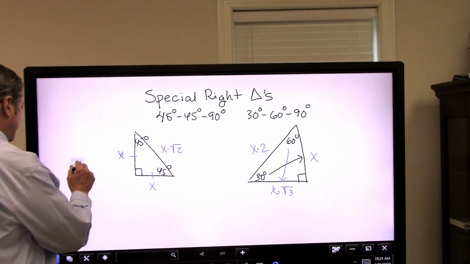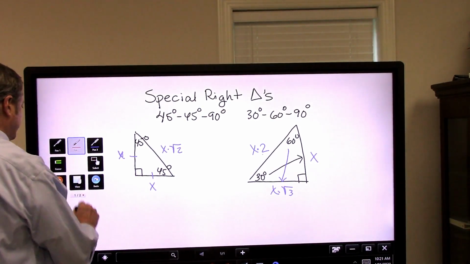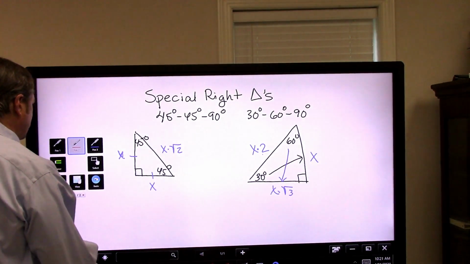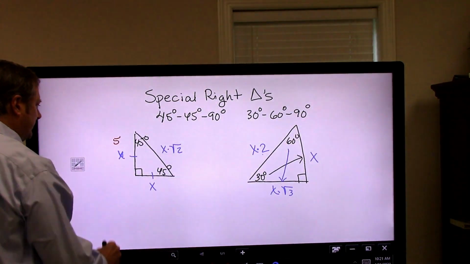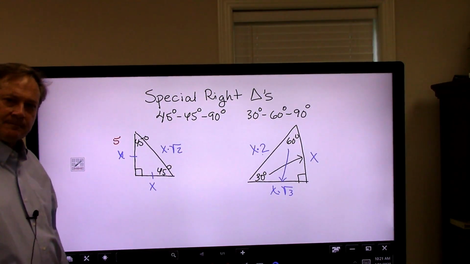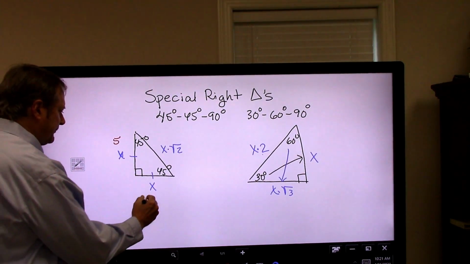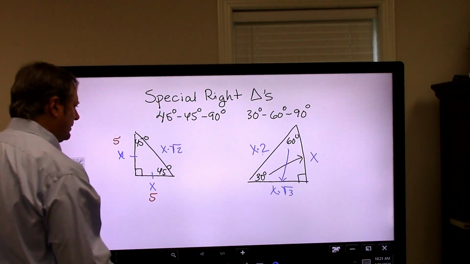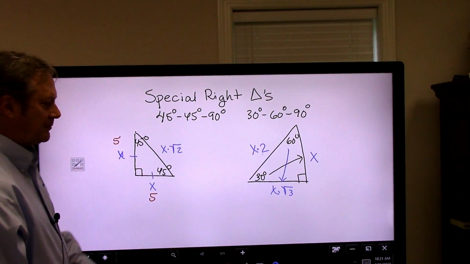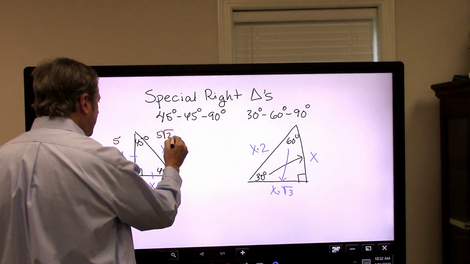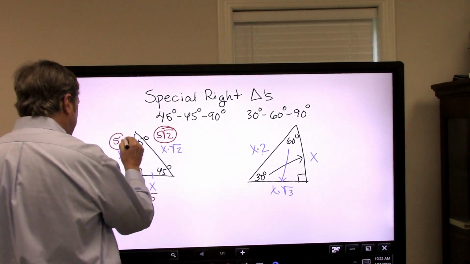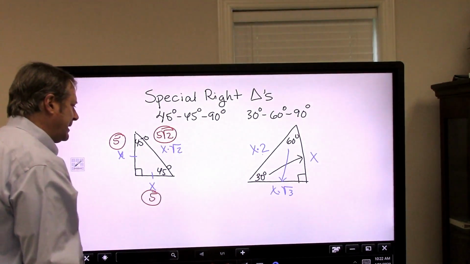Now, let's do a couple examples right here. Let's say that this side length was 5 units. Well, how long would this one be? Well, that would be 5 units long too. And how long would the hypotenuse be? Well, that would be 5 times the square root of 2. So that length, and that length.